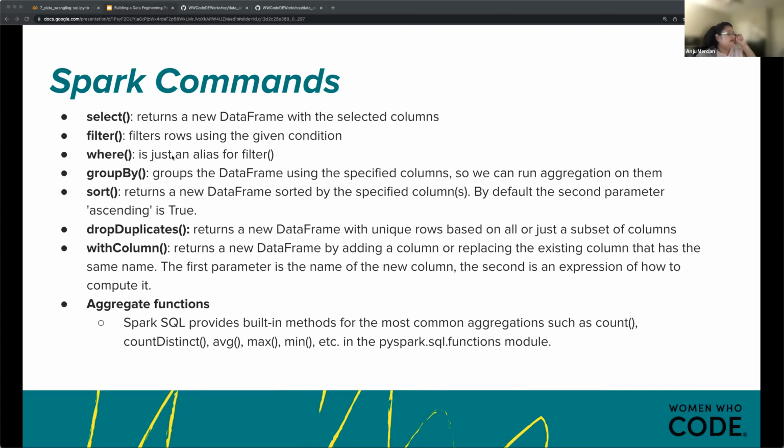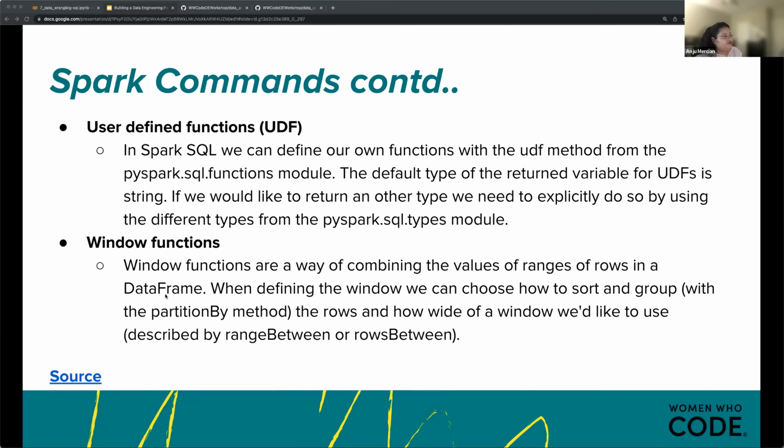Okay. The commands are all the same as what we can use in Pandas Python. You have select, fill, where, group by, sort, drop duplicates, with column which adds a column, and aggregate functions. There are all the aggregation functions for Spark SQL: average, min, max, all these functions are available. Then there are user-defined functions. UDF is basically anonymous functions like Lambda. The SQL window functions are also there in Spark SQL. All these commands are available.